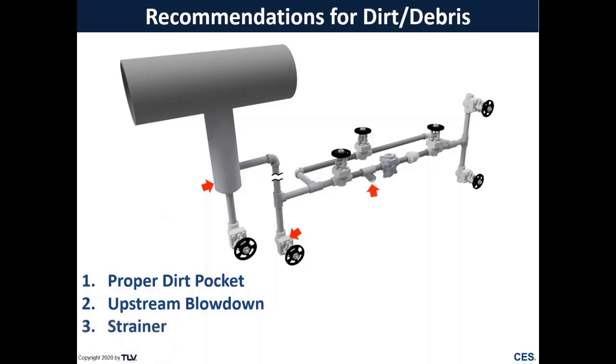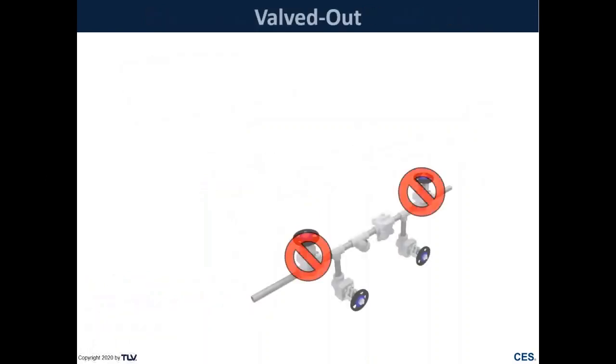Next is you have your strainer. The strainers are really great at catching that dirt and debris before it gets into the steam trap and allowing that to work better. Eventually, though, they will end up clogging, so it's a good idea to have a program in place to blow down your strainers fairly regularly to make sure that they stay clean and don't clog up.